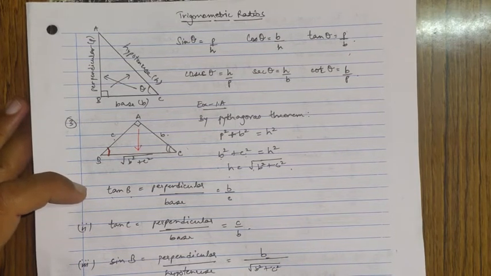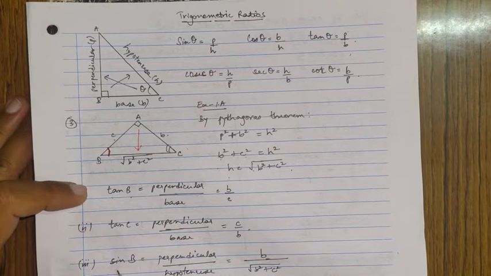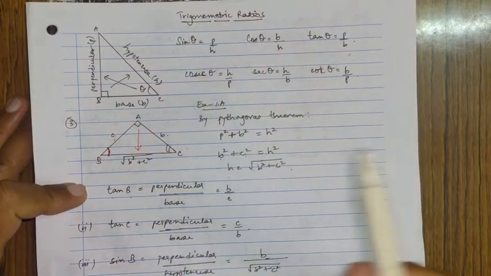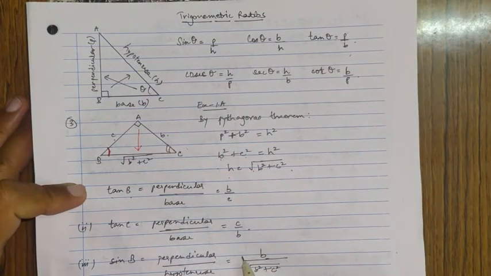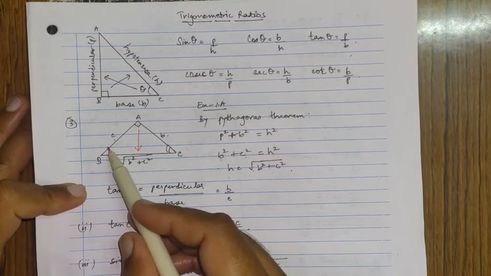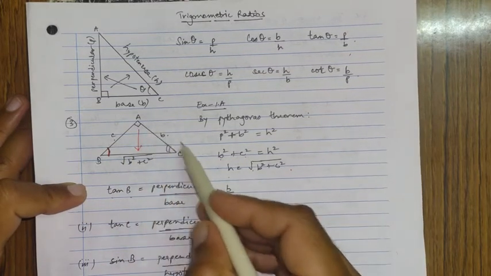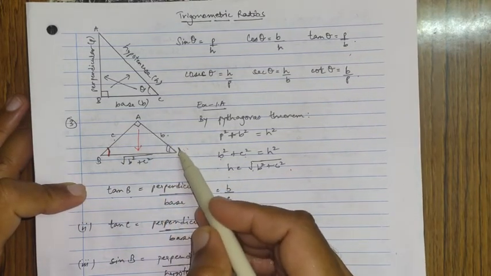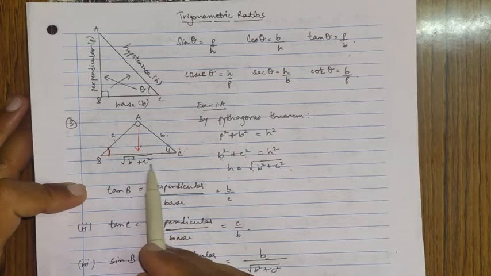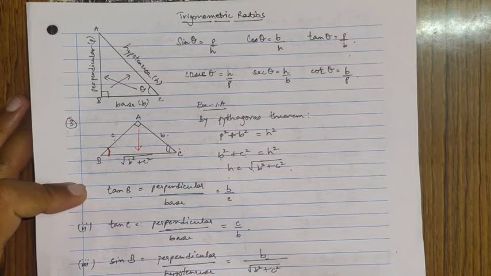Similarly, for the other trigonometric ratio, that is sin B. As we all know, sine of any angle is perpendicular upon hypotenuse. But again we have to see with respect to the vertex B. We have just figured out that the length AC acts as the perpendicular. So in place of perpendicular, we will write B, and in place of hypotenuse, we will write under root B square plus C square. So the answer will be B upon under root B square plus C square.